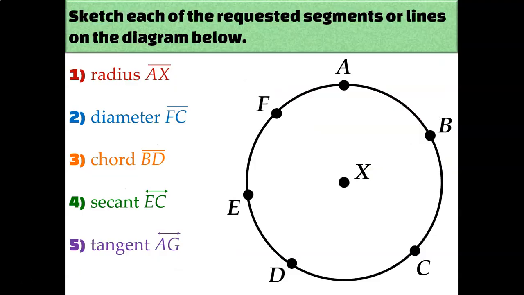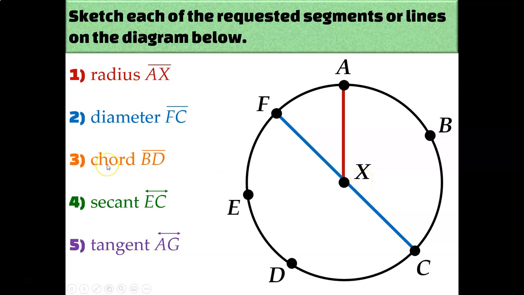We're going to learn a little bit more about tangents later on in this video, but first let's practice what we've learned so far. I want us to draw each of these figures inside of this circle, starting with radius AX. Well, that means I need to connect point A, which is a point on the circle, to the center, point X. So this would be a radius. Then let's draw a diameter FC. If I connect point F to C, you'll notice that it passes through point X as it does so.